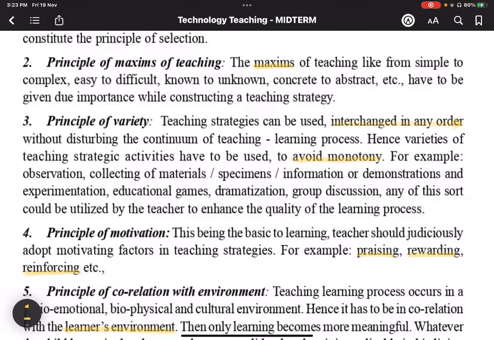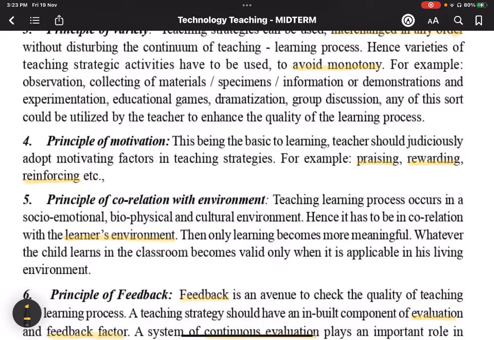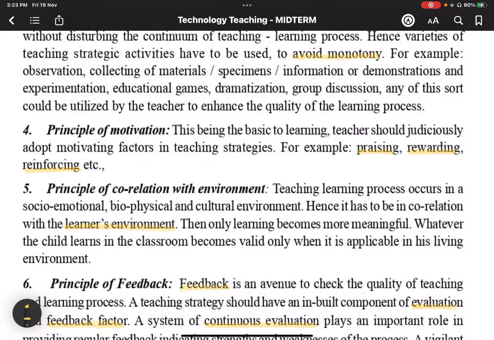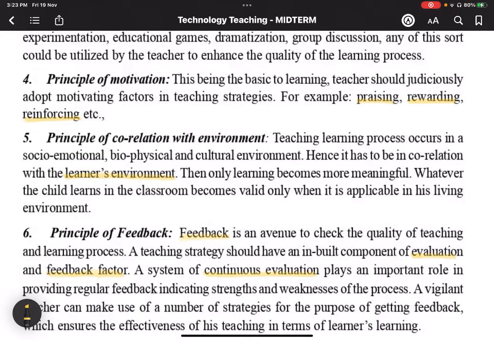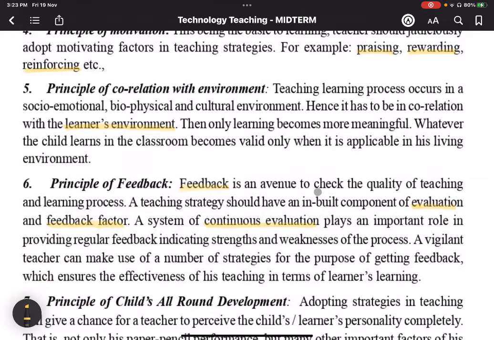Next, we have the principle of correlation with environment. 'Yan. Teaching learning process occurs in an emotional, biophysical, and cultural environment. Hence, it is to be in correlation with the learner's environment. 'Yan. You have to take into consideration the environment. Principle of feedback. Feedback is an avenue to check the quality of teaching and learning process. 'Yan. We have the evaluation and feedback factor.